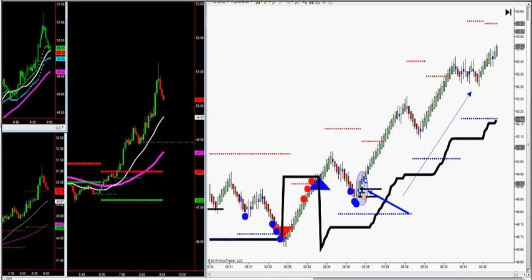Now, I do not play double arrows if I'm not outside of HVA and LVA in a hot market. I do not play double arrows if I'm in flat moving averages. I will play double arrows if we get into a hot market.